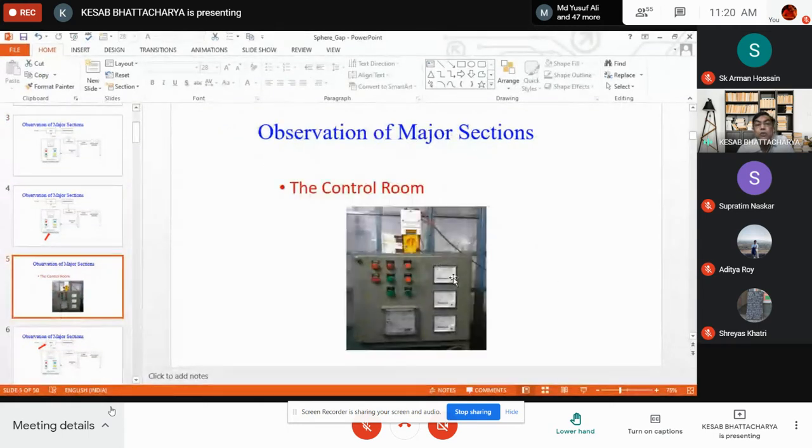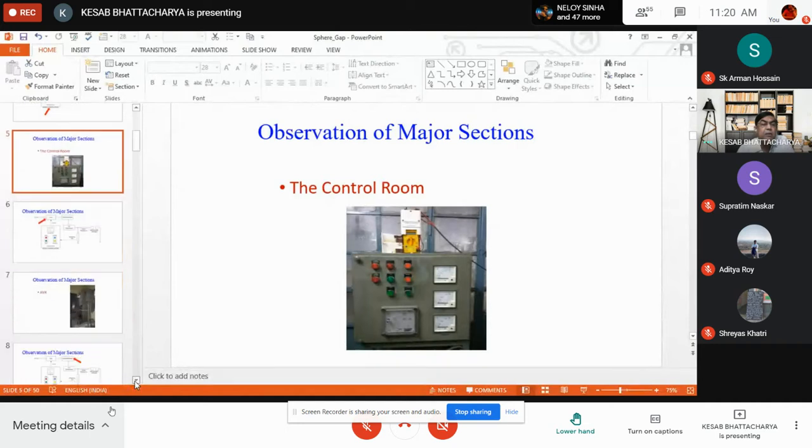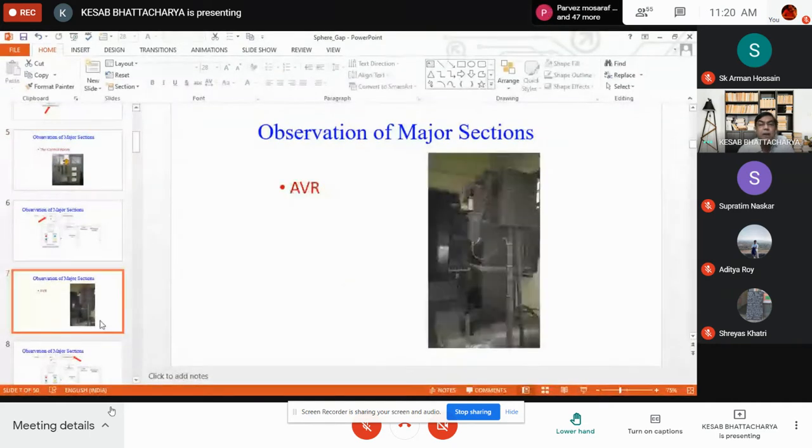Now, practically, the different components look like this. This is the control room. Actually, the control room will look like this, and the major sections will look like this. This is the automatic voltage regulator installed in our high voltage laboratory. It looks like this. This is the diagram of the automatic voltage regulator.